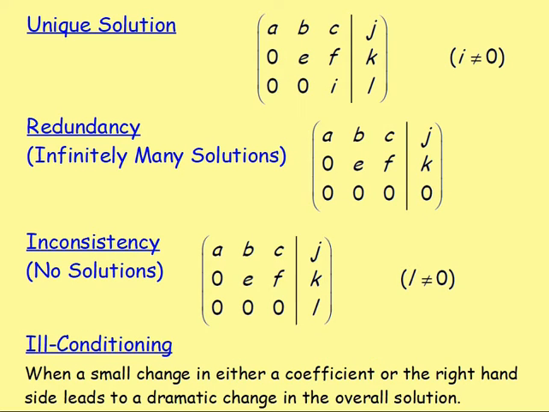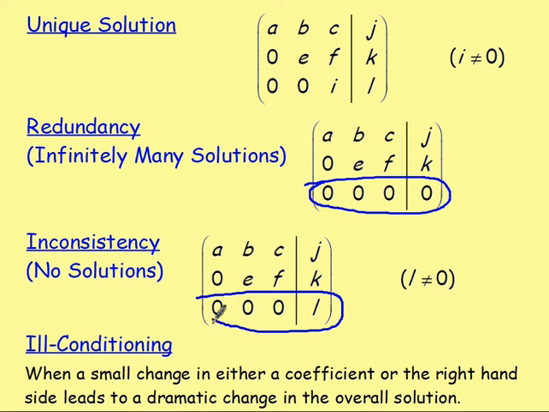So, the 3 things you need to look out for. Redundancy, when you get your row of zeros, it means there's infinitely many solutions. Inconsistency, if you get your row of zeros apart from this last value. And ill conditioning, when a small change in either a coefficient or the right hand side leads to a dramatic change in the overall solution. And obviously, most of the time, it really helps if you just get your unique solution with your little triangle of zeros.